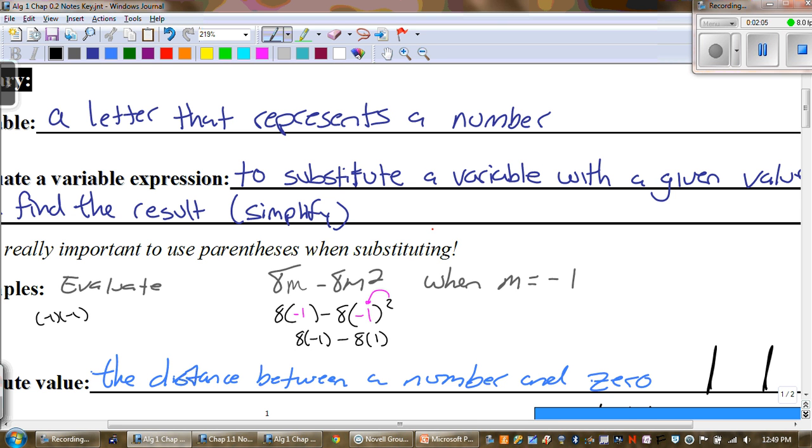Okay, and now we can start to multiply. We have two things that we need to multiply, and that is 8 times -1 and 8 times 1. 8 times -1 is -8 minus 8 times 1, which is 8. The next step would be to do the combining. You get -8 plus -8, which gives you a grand total of -16. Okay.